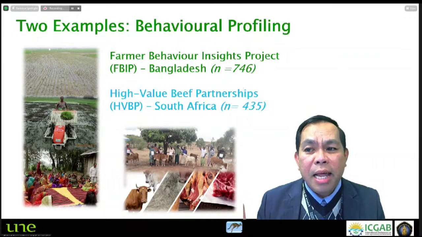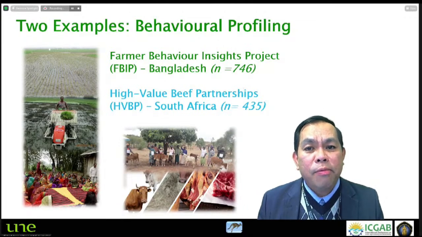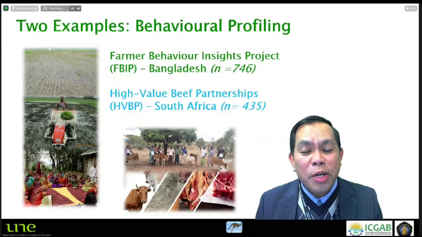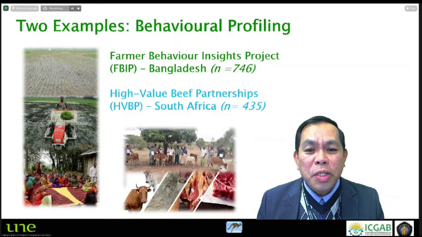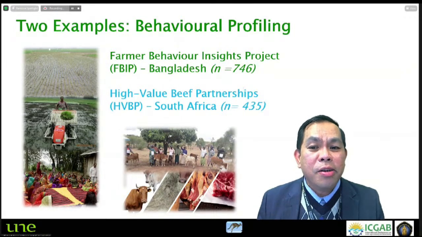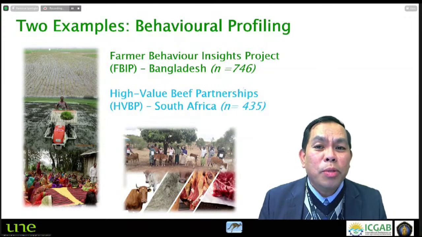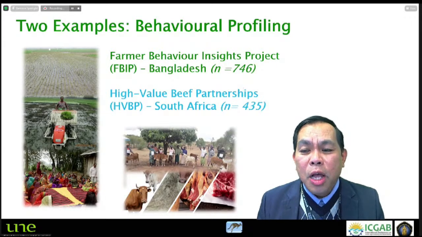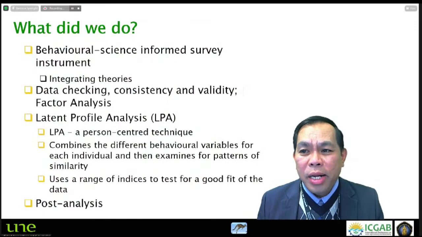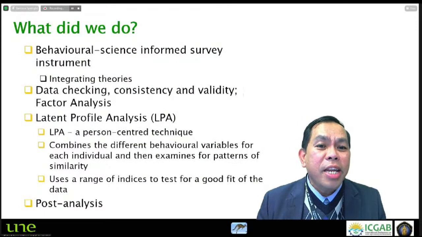Based on the example that I mentioned, the Farm Behavior Project in Bangladesh, where we interviewed 746 farmers, and also in South Africa, where we interviewed 435 farmers. Again, the main objective of this is to obtain the behavioral profile of farmers so that we can identify appropriate interventions. What have we done?